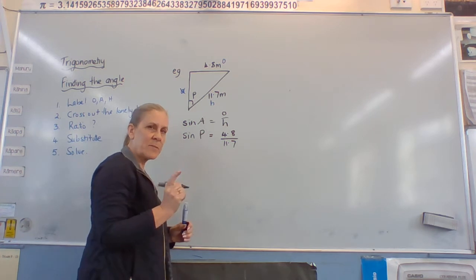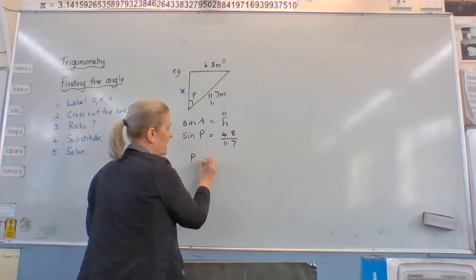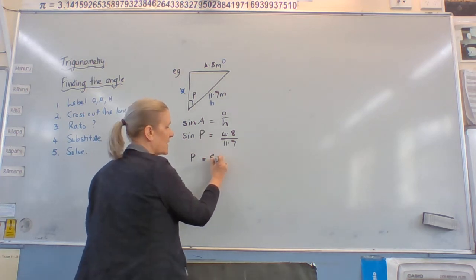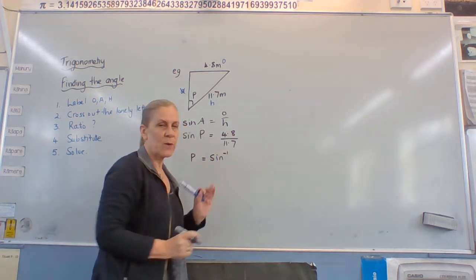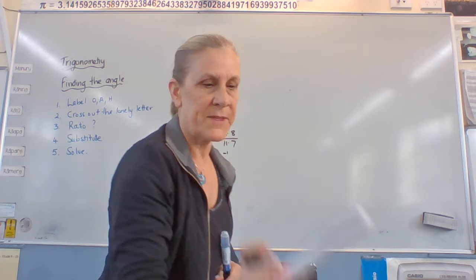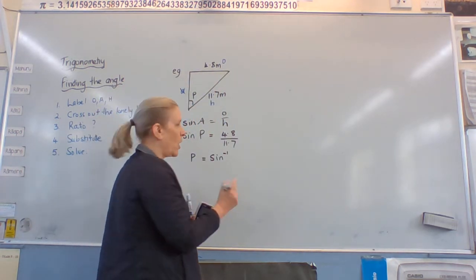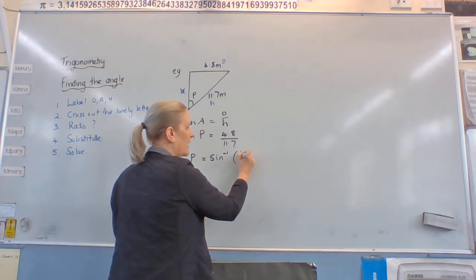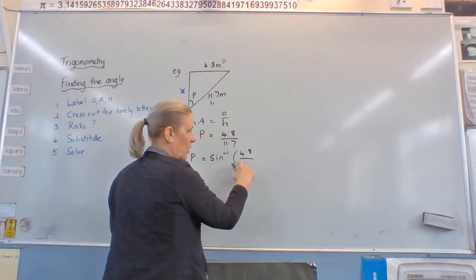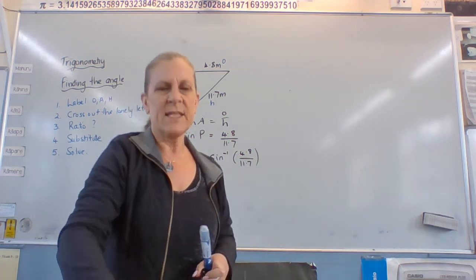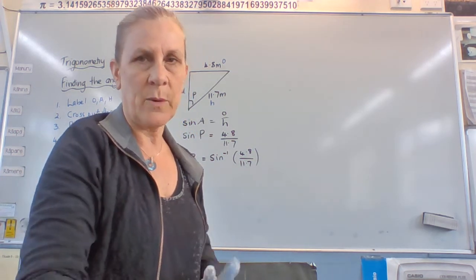And now here comes the tricky part. We want to find P. So that means the sine part has to go over this side. So we can put sine -1. That means we're using our second function, shift button, whatever on our calculator to get the little orange writing above. Then we use brackets. And we don't use a fraction sign, we use a divided by sign. It's much better. Decimals and fractions don't mix very well.